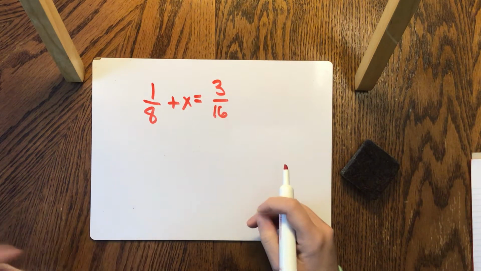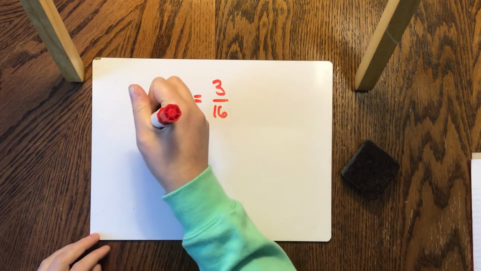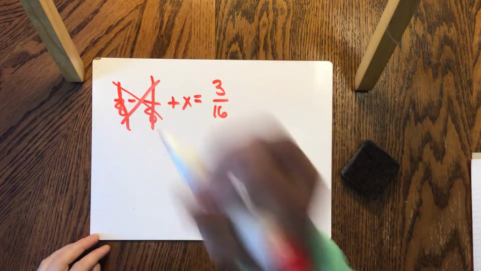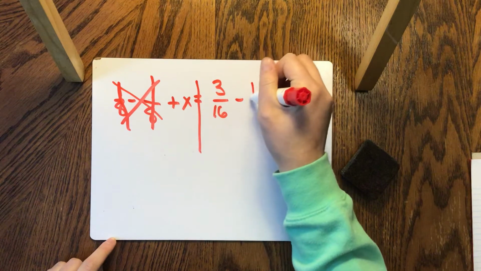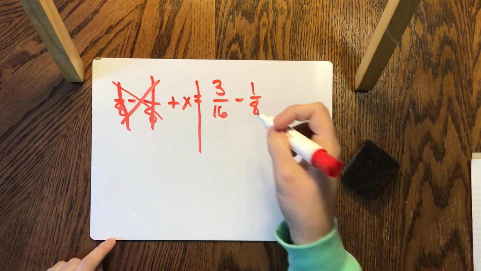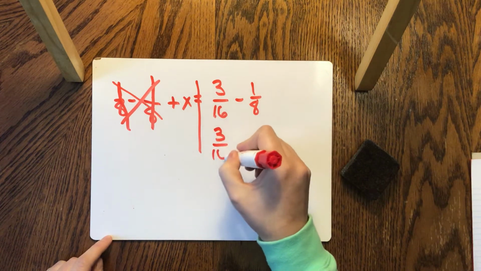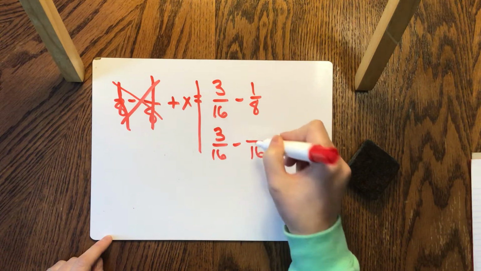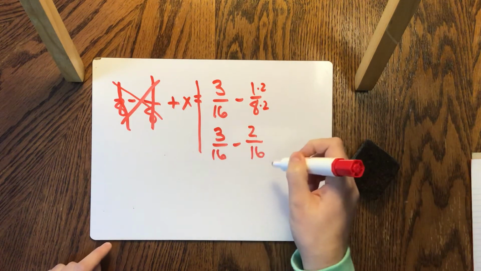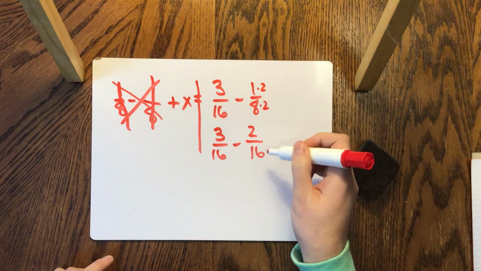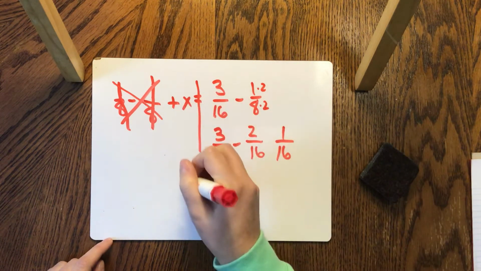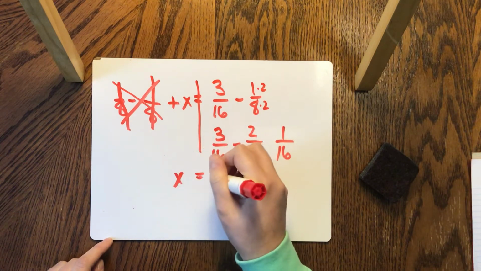So because I'm adding, I'm going to subtract 1/8 from both sides. So if I subtract 1/8 over here, I cross this off, and I'm going to subtract 1/8 from the other side as well. I can't do this because I don't have a common denominator. So I'm actually going to do 3/16 minus, I'm going to use 16 for my denominator. If I changed this by 2, I have to multiply the top by 2. So I'm going to get 3/16 minus 2/16, and I'm going to get 1/16. So I only have an x over here, so I have x equals 1/16.